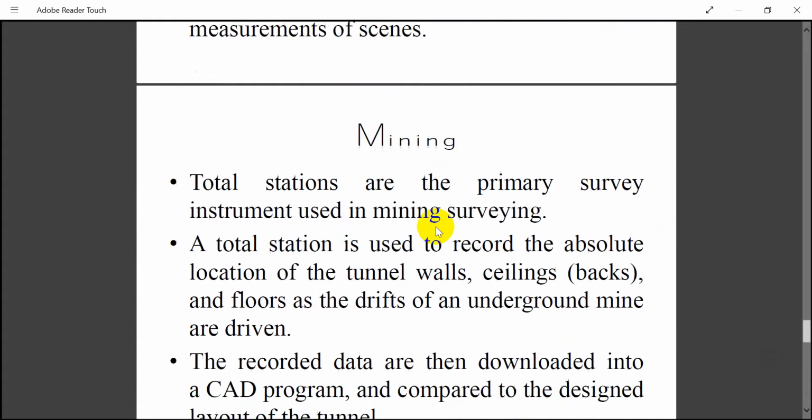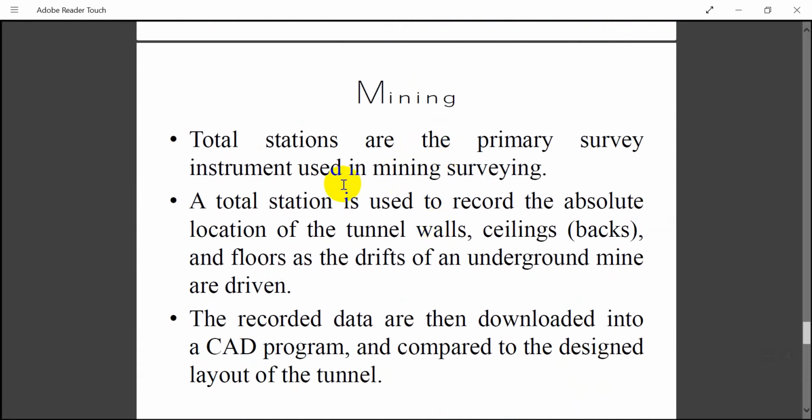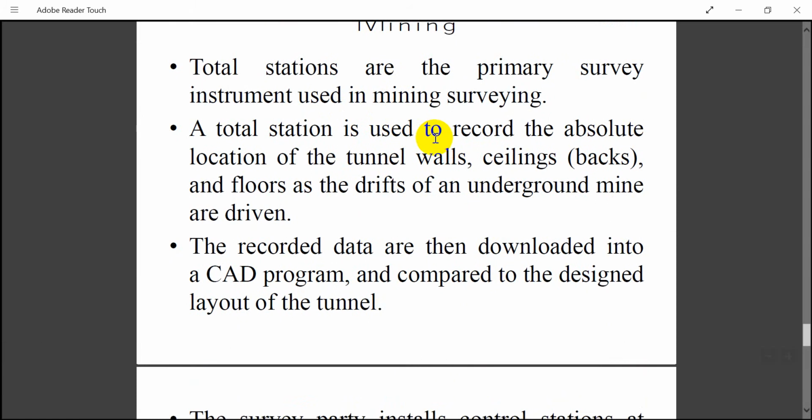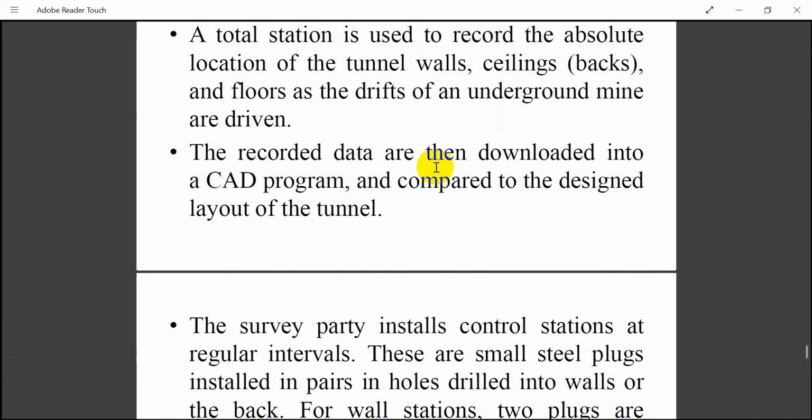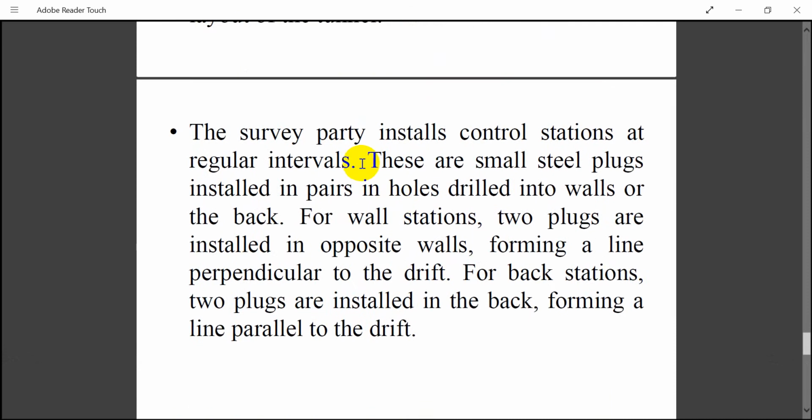Total stations are the primary survey instruments used in mine surveying. A total station is used to record the absolute locations of tunnel walls, ceilings, floors and strips of underground mines and rivers, everything. Wherever a surveyor is required, he uses the total station. The recorded data is then downloaded into a CAD program, as I already explained, and compared to the design layout of the tunnel, so you can easily do it. What is CAD? CAD and STAAD Pro you will learn in the next semesters, one by one.